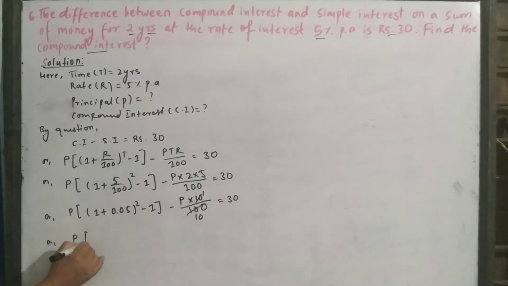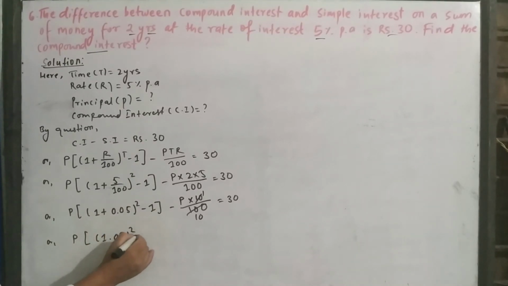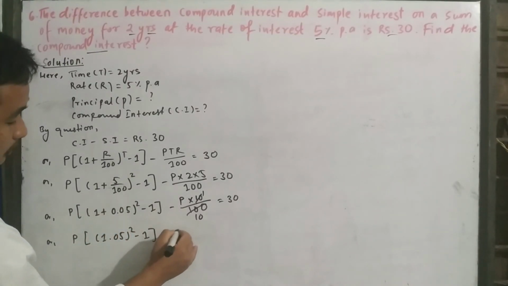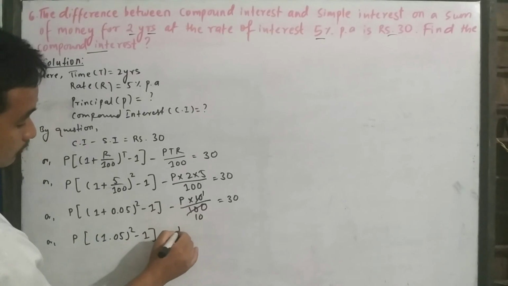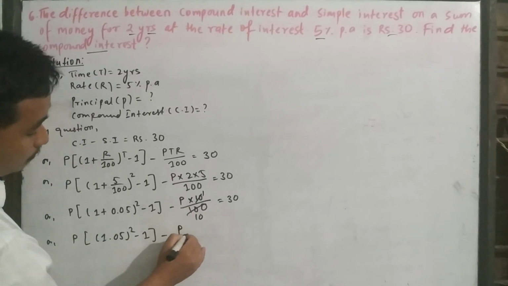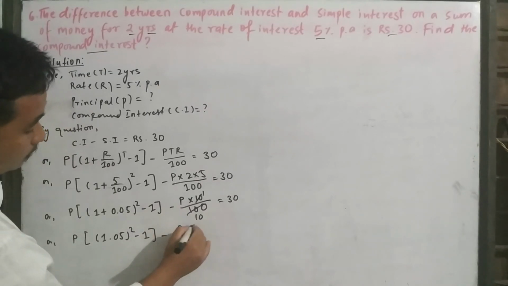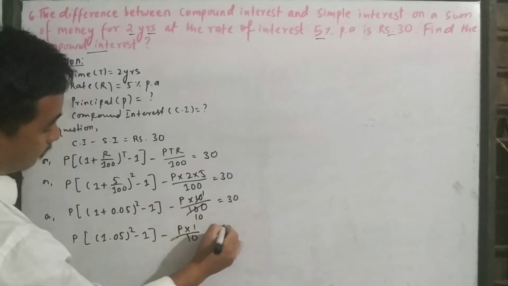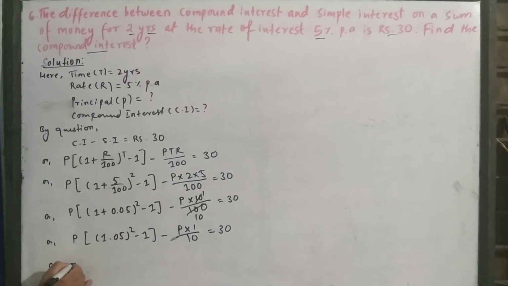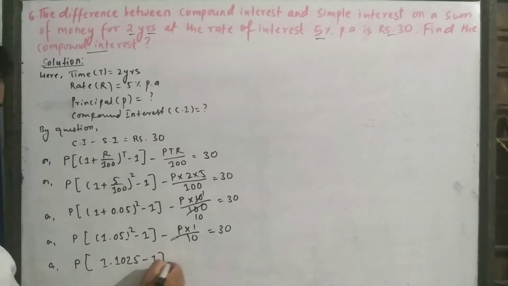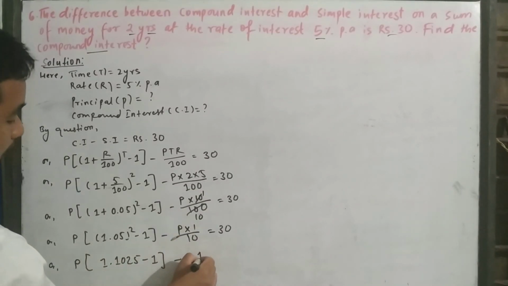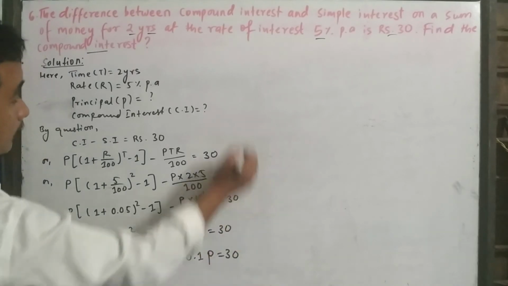Or P into 1 plus 0.05 is 1.05 square minus 1 minus. Here remains P by 10 equals to 30. Or P into 1.05 whole square is 1.1025 minus 1. It's 1 divided by 10 is 0.1. The remaining is P equals to 30.